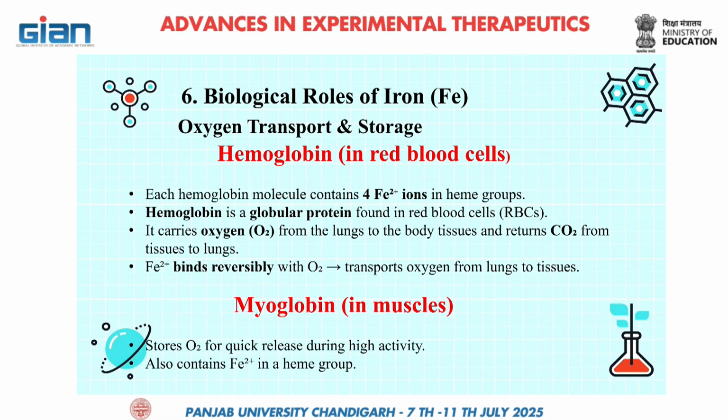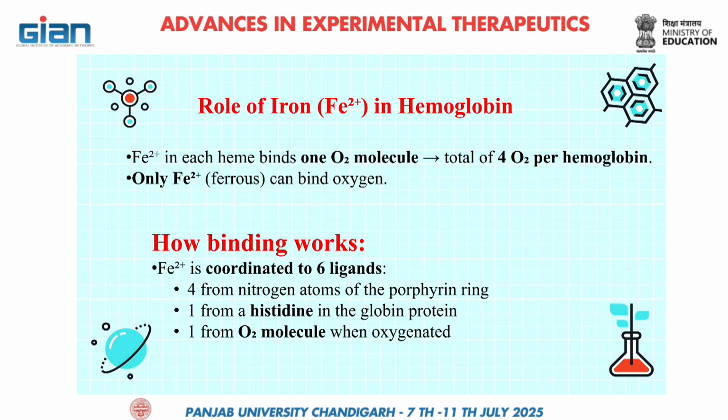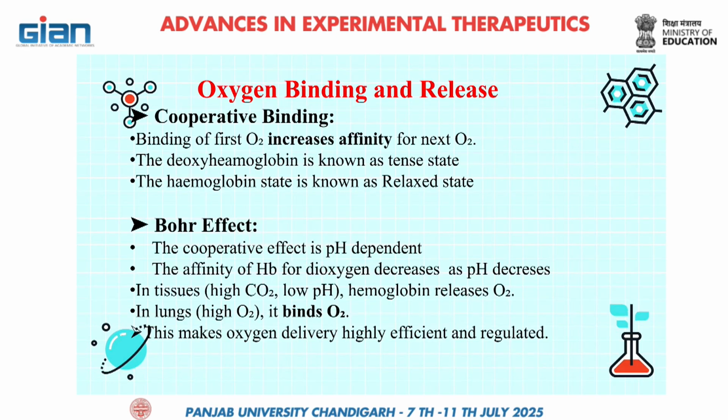Now, myoglobin is basically known as the storage for oxygen for quick release. Whenever we go to the gym or running or dancing, we need more oxygen because our energy is getting drained out. So at that moment, myoglobin helps to use that energy which is stored inside it, and it also contains Fe2+ in a heme group. This is the hemoglobin structure, 4 porphyrin rings, and here this one is the myoglobin image.